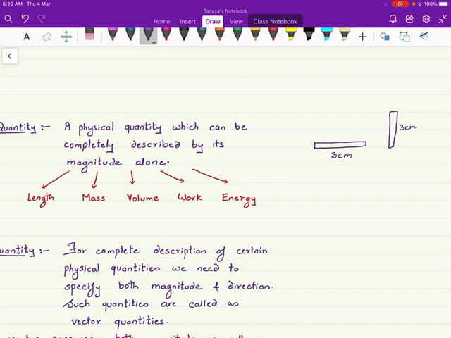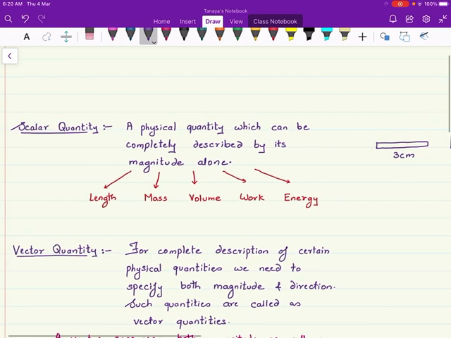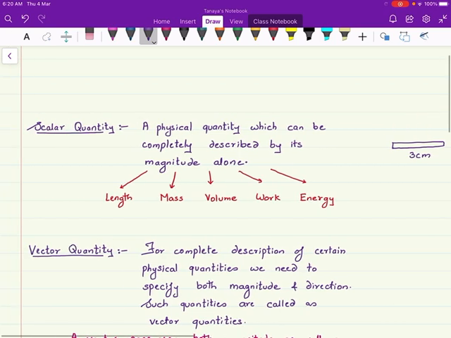And to know its length, I need not know its direction. In which direction is it kept? That is not necessary. So such quantities are called scalar quantities. The quantities which can be described by magnitude alone are called scalar quantities.